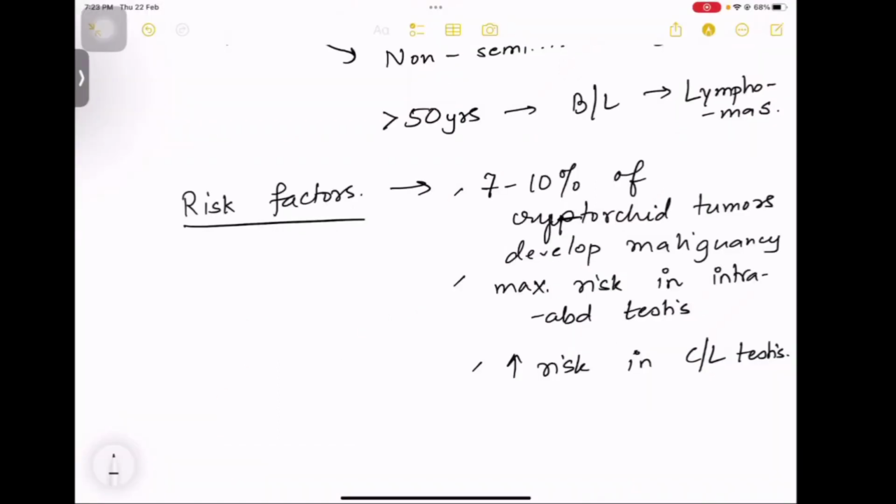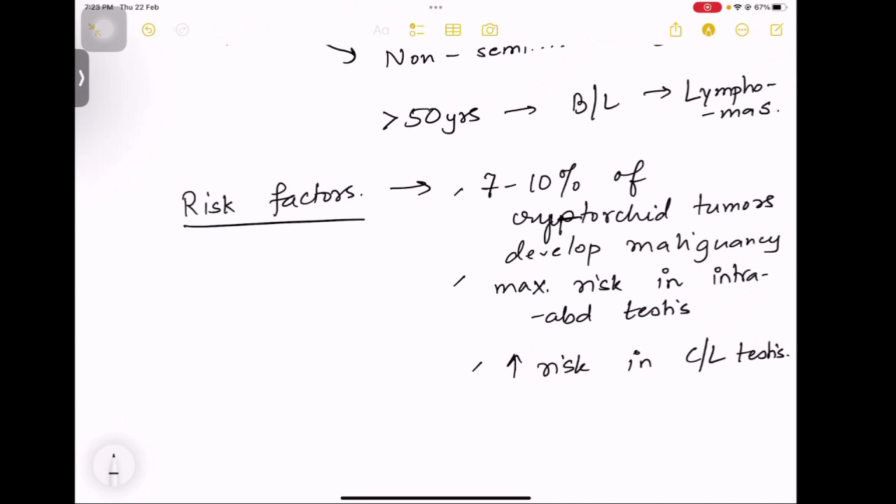Okay, so we've studied the arterial supply, the venous drainage, and the lymphatic drainage. Lymphatic drainage is to the retroperitoneal lymph nodes, the paracaval, precaval, para-aortic, pre-aortic, and sometimes the inguinal group of lymph nodes as well. Now, what are the risk factors for the development of testicular cancers?